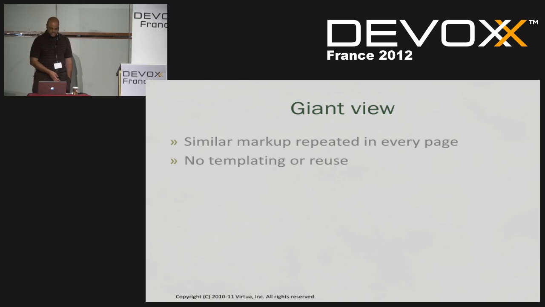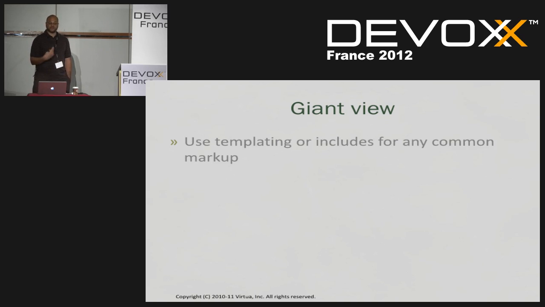So in these situations, there's no templating or reuse. Facelets has very powerful templating, so you should definitely use it. If you find that you have the banner, the header, and the footer repeated on every single page, it's probably time to factor it out into a Facelet template. Or at the very least, if you're stuck with JSP, use a JSP include.